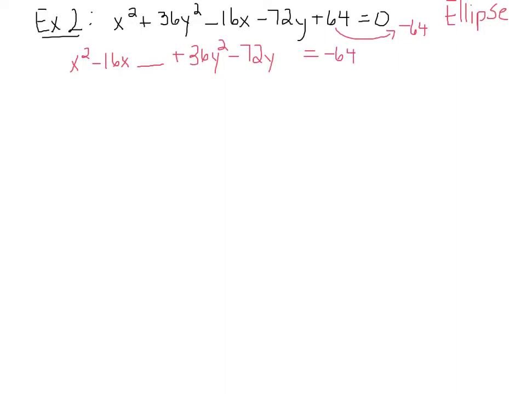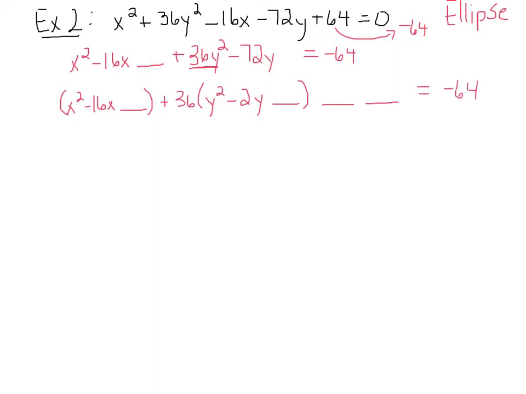Okay? Now with this y term, we are going to have to divide by that 36. So let's go ahead and rewrite it. I'm going to go ahead and put parentheses around this. So we're going to have x squared minus 16x with our space. We're going to divide out that 36, so plus 36 parentheses y squared divides negative 72 by 36, and that's minus 2y. We're going to put our space there. And so then we're going to have 2 more spaces, and it's equal to negative 64.